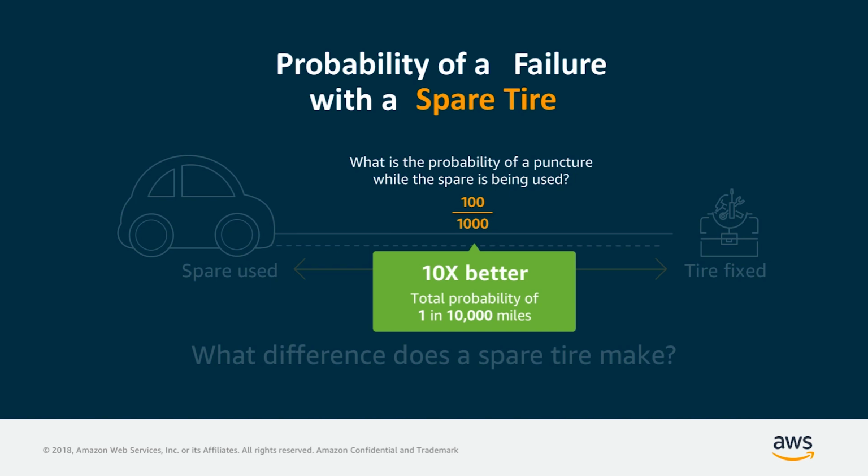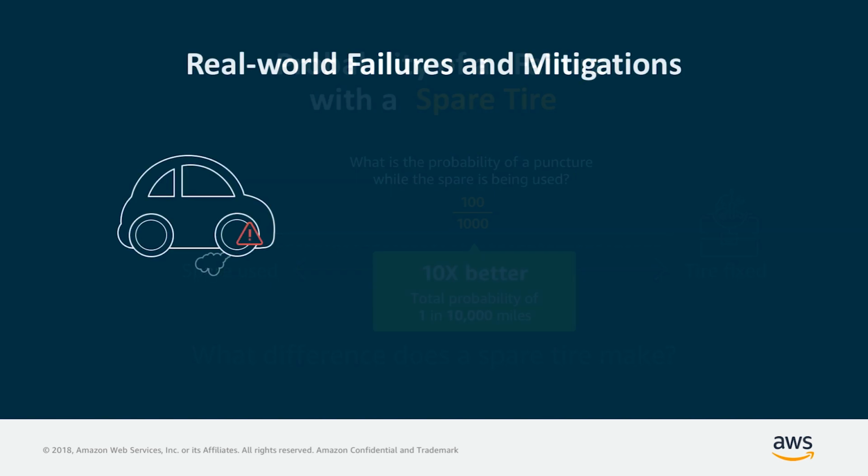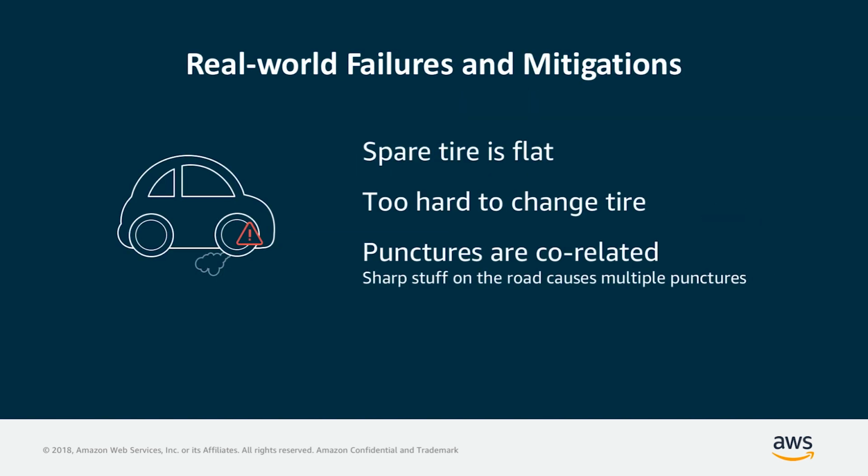But you can do this kind of math with all of the different systems, looking at the things you have to compensate for the failure. So you're trying to take a failure and avoid having an outage by having spare capacity. But in the real world, it's never that simple. Turns out your spare tire is probably flat. You can't get the wheel nuts off. It's too hard to change the tire. And often punctures are correlated because you run over something and it punctures more than one tire at once. So in the real world, things are much more messy and complicated, and you have to take that into account as well.